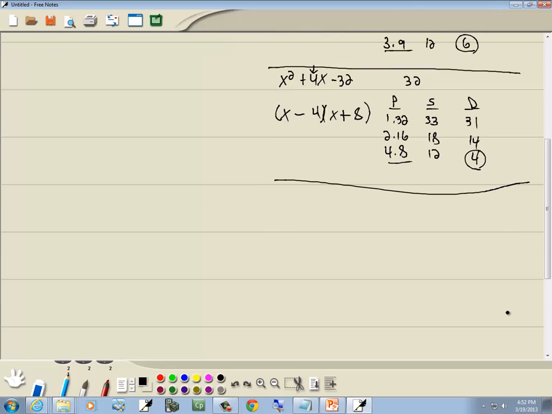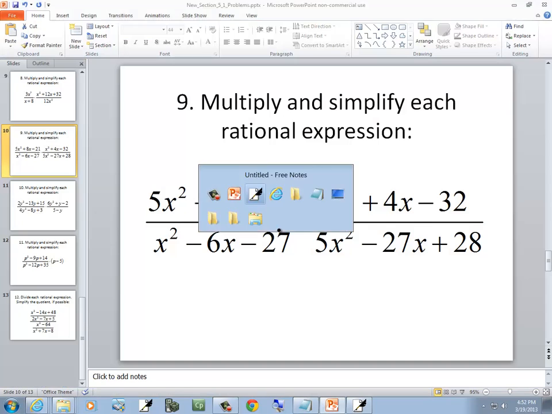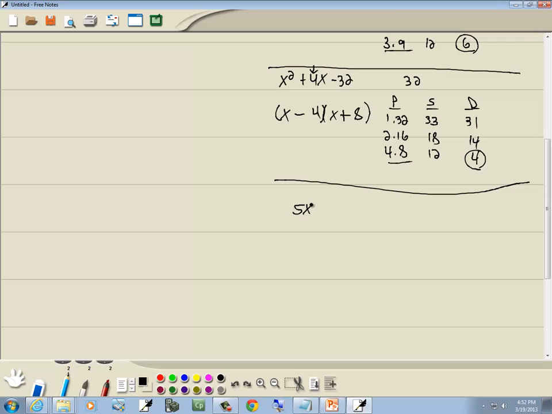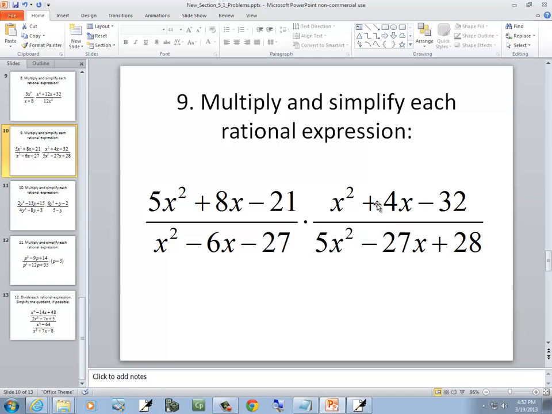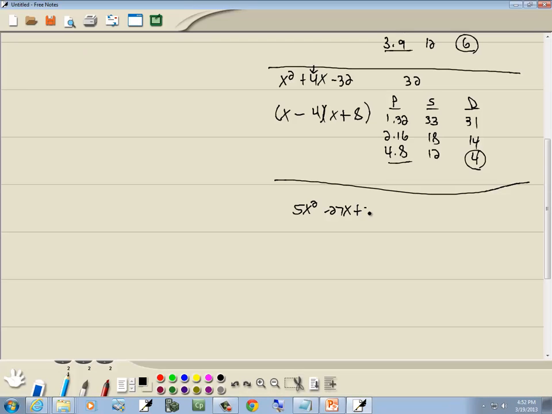And then our last one, what was it? 5x squared minus 27x plus 28. We said key number, so we'll take our number at the beginning times the number at the end. So I got 5 times 28, 0, 4, 10, 140.